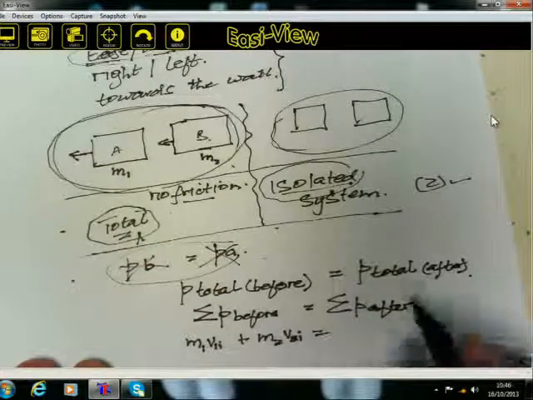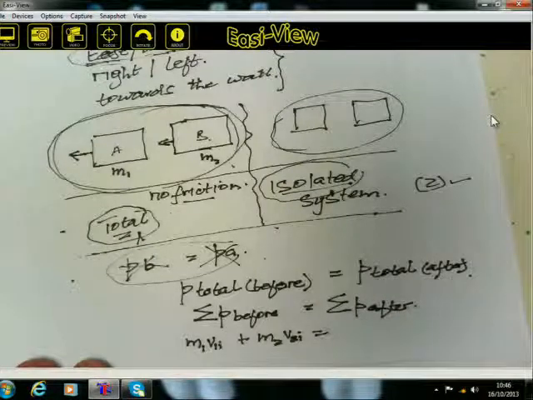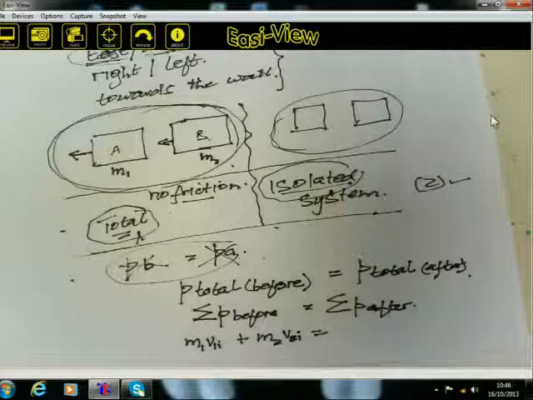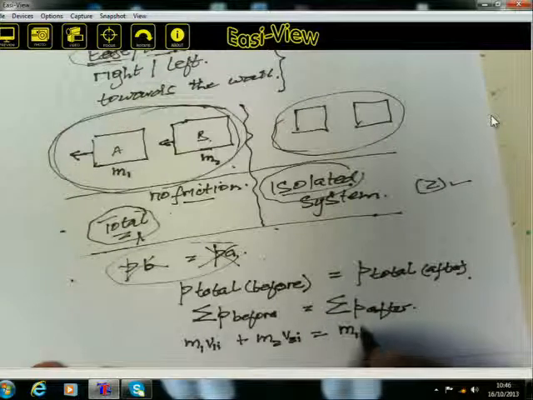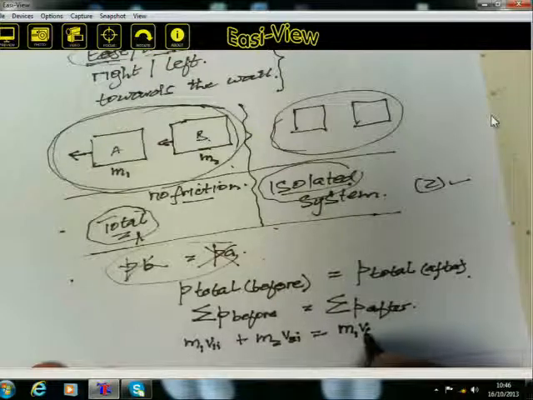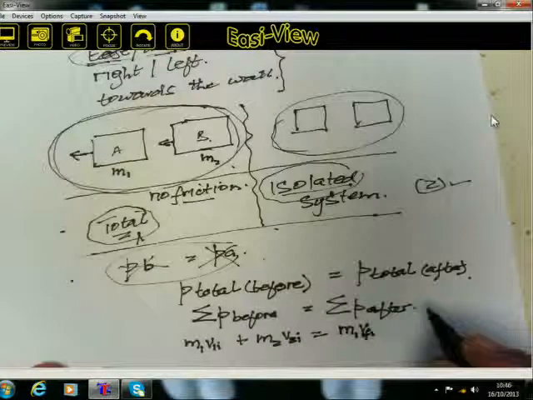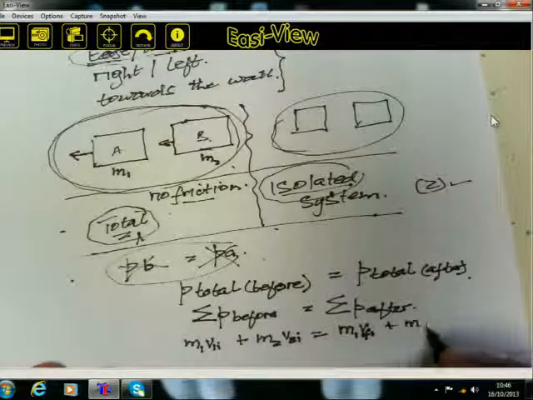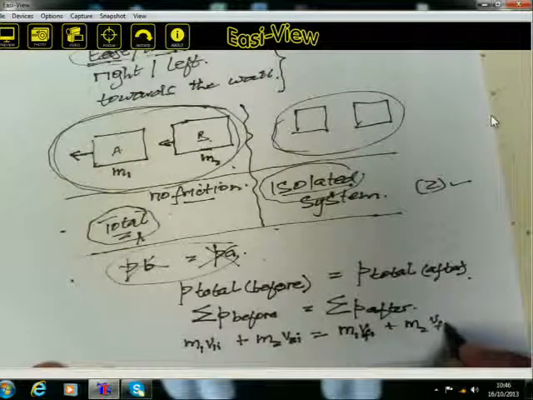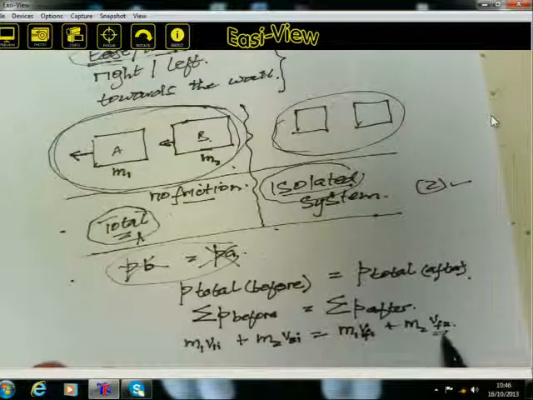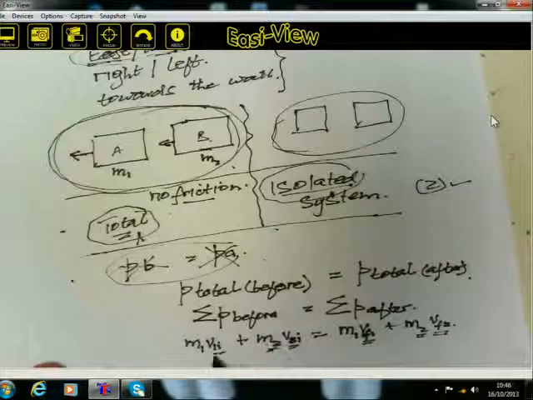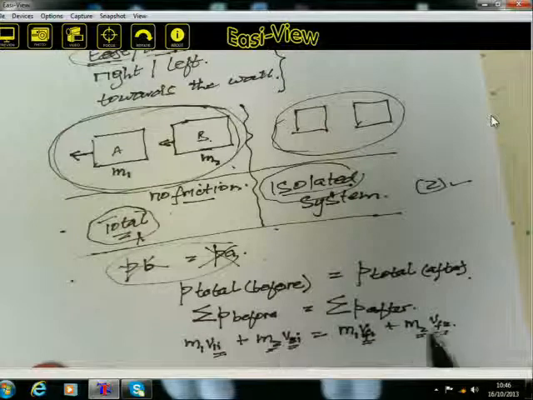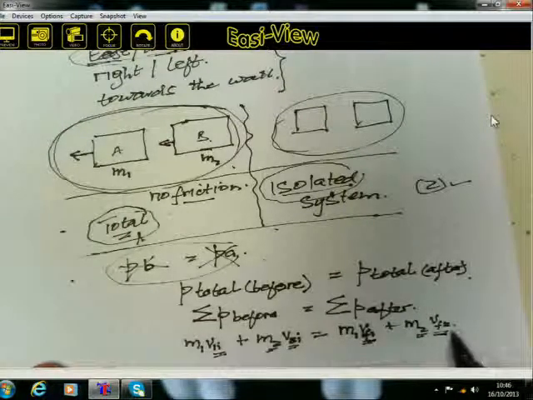That will be equal to, depending on the nature of the collision, whether the objects attach to each other or they do not attach to each other, M1 V1 final plus M2 V2 final. So these subscripts are very important for you to put in to indicate the initial velocities of the object and the final velocities of the object.